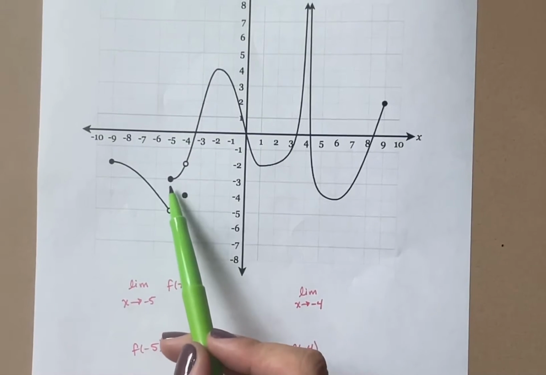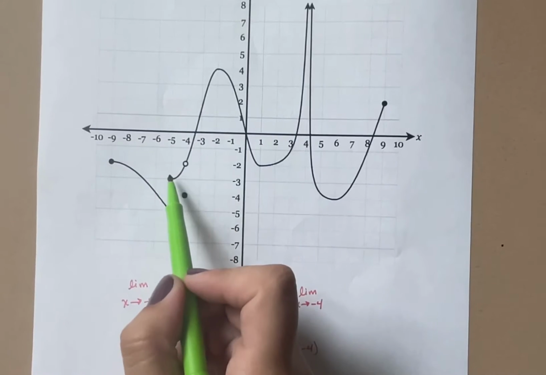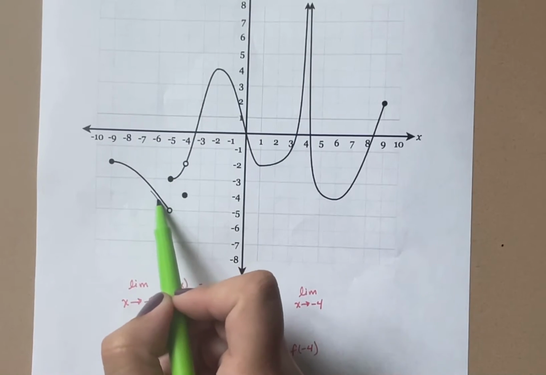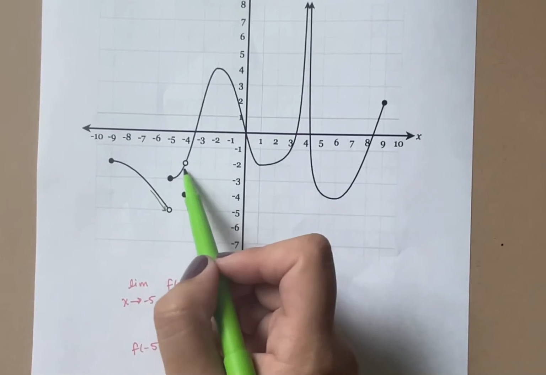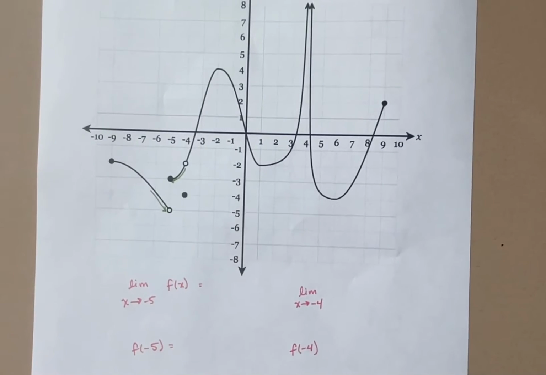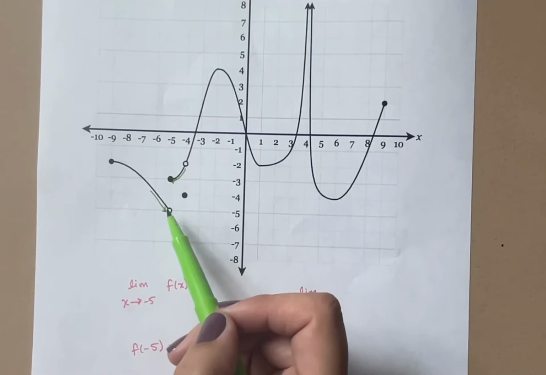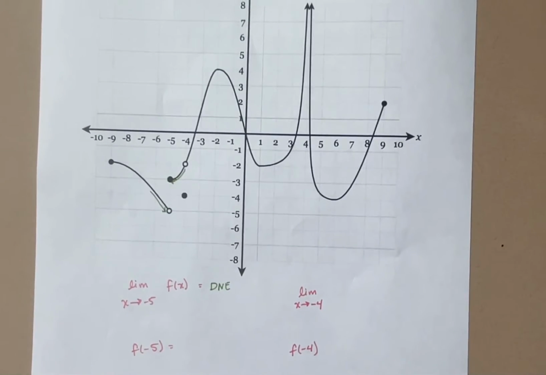So at -5, when I'm thinking about the limit, notice that I don't have a direction here. I don't have that little plus or minus, which means I'm looking at the overall limit, not just from the left or just from the right. But when I look at when x is -5, from the left, we're approaching a y value of -5. From the right, we're approaching a y value of -3. Since those two values are not equal to each other, that means that this limit does not exist.